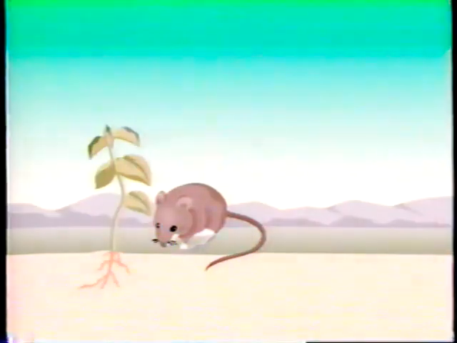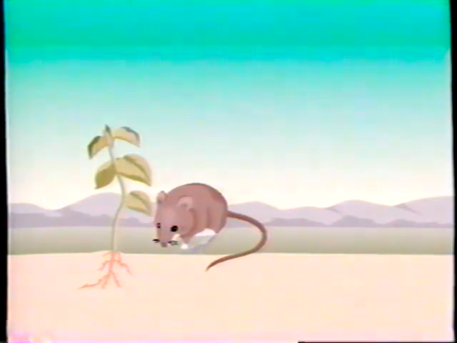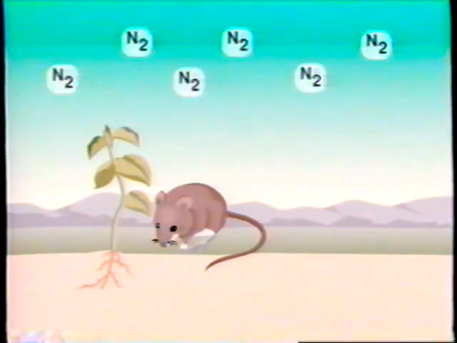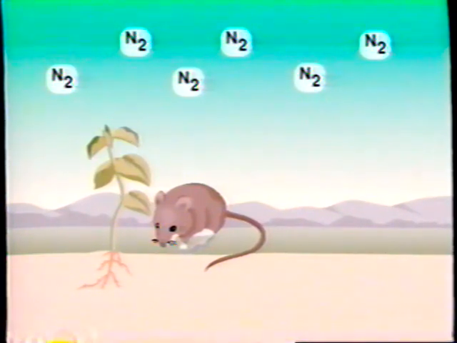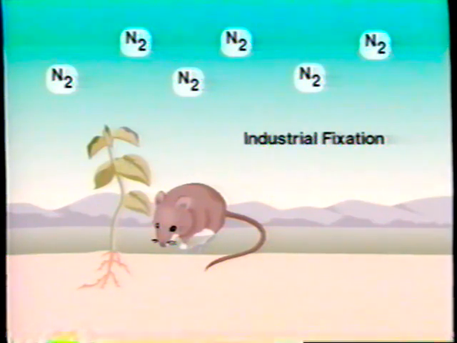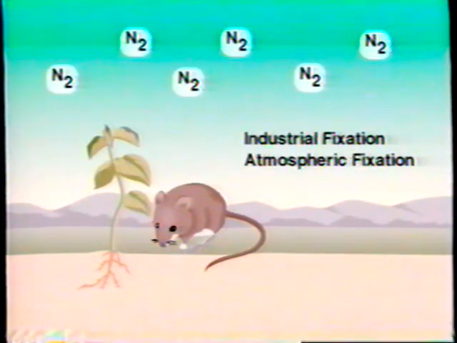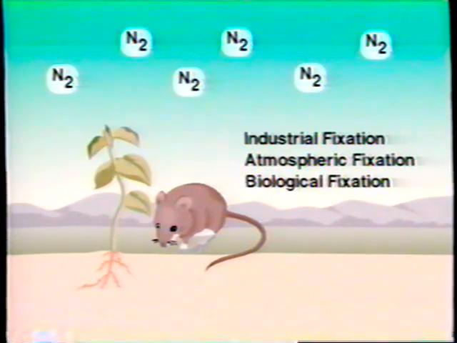The nitrogen cycle is also essential for life, since nitrogen is a component of both proteins and nucleic acids. About 79% of the air is composed of nitrogen gas, but plants and animals cannot use nitrogen gas directly. Atmospheric nitrogen must first be combined with other elements. This conversion takes place in three ways: industrial fixation, atmospheric fixation, and biological fixation.